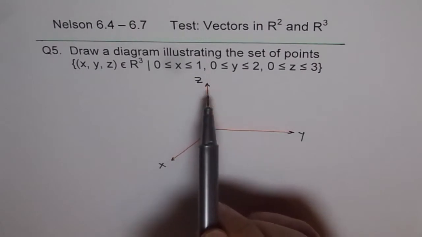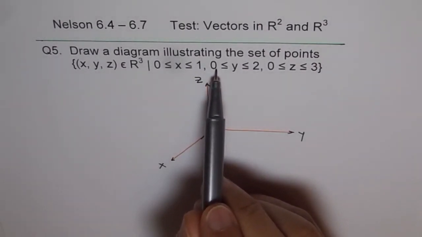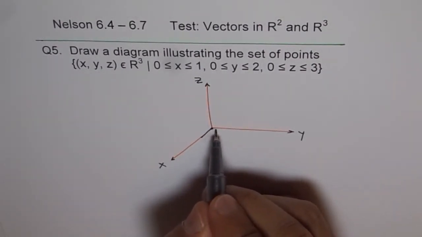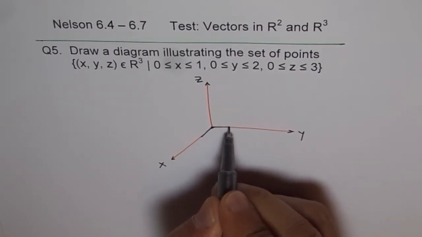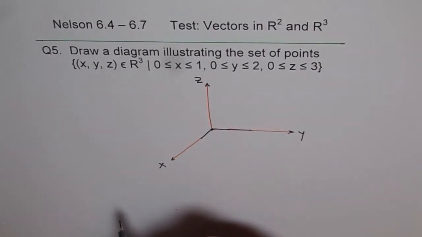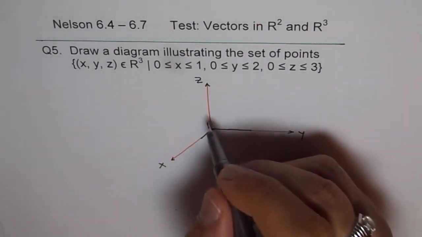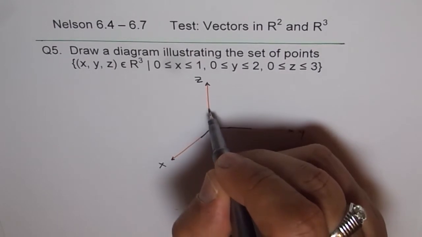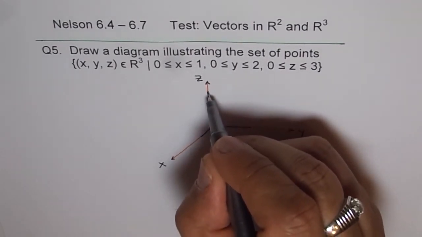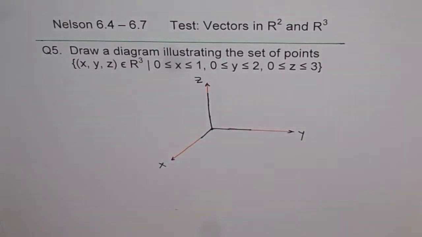And along the y-axis it is between 0 and 2, so let's say from 0 to 2. That is along the y-axis. And along the z-axis it is from 0 to 3, so let's say it is 1 unit, 2 units, and 3 units. Every point between these. So how will you sketch so that every point in this kind of structure is included? That is the real question. So what do we do?